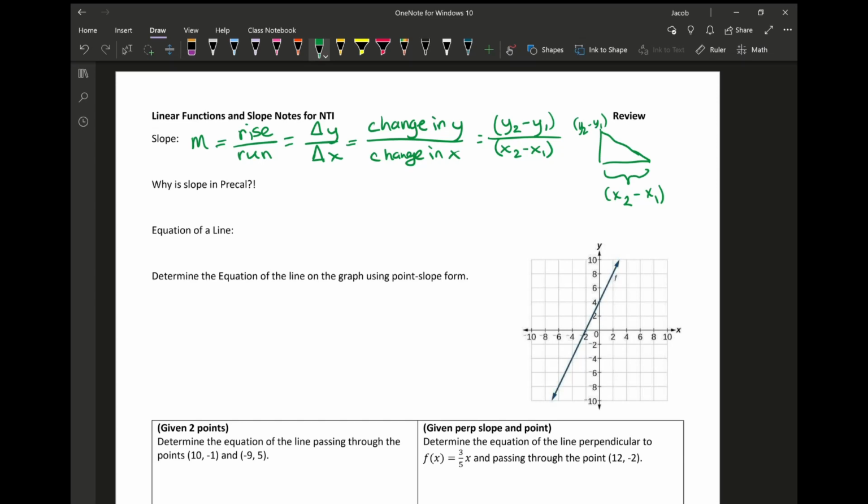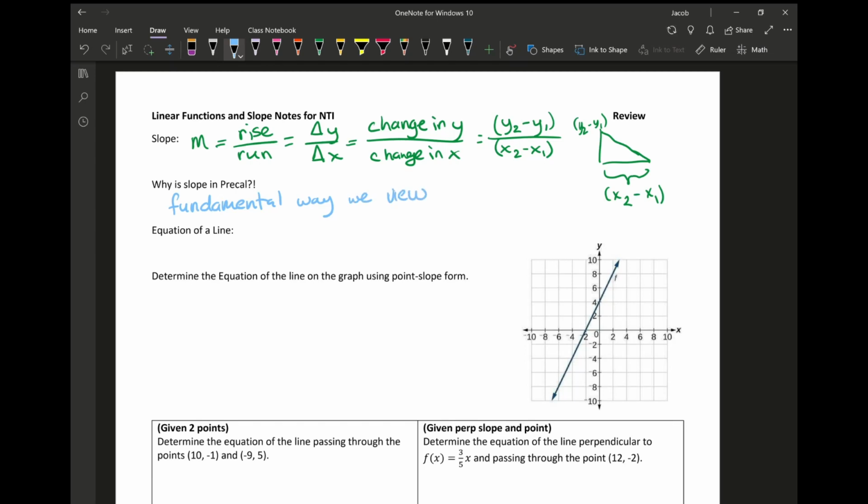So why is slope in pre-cal? Because you've dealt with it in every other math class. Slope is the fundamental way we view data in math, right? We look at graphs, we check the slope. What's happening with the slope? Are we observing a speed? Are we observing a trend in something? Positive slope is important for measuring some things.